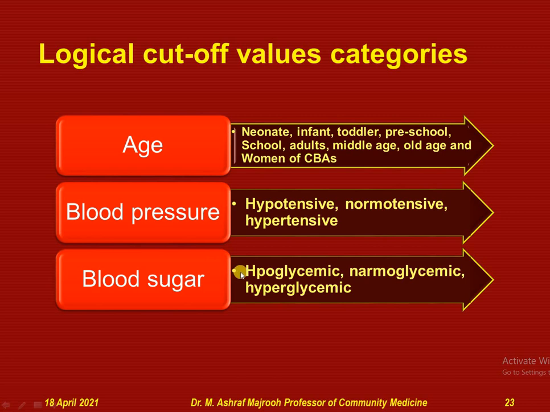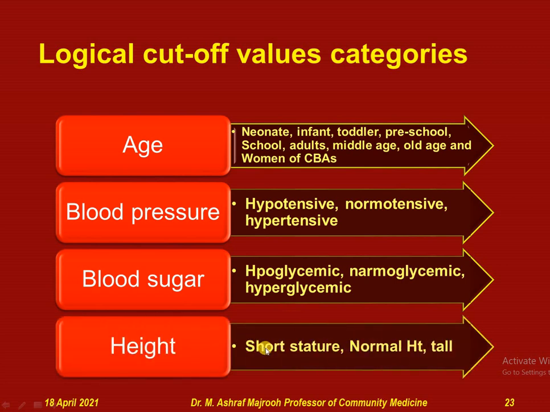Similarly, blood sugar levels: hypoglycemic, normoglycemic, and hyperglycemic. These are the categories, logical categories based on certain objectives. Then height: short stature, normal height and tall stature. So this is how the cutoff value based logical categories are generated from the numeric data. All these variables are numeric variables and then they are converted into class data, categorical data that may be ordinal or nominal.